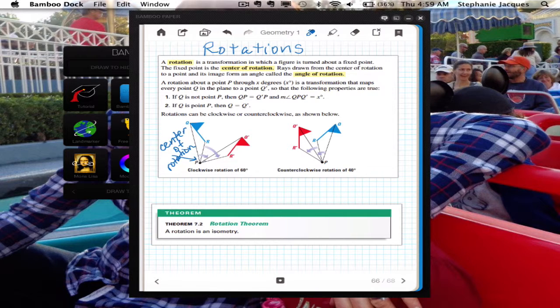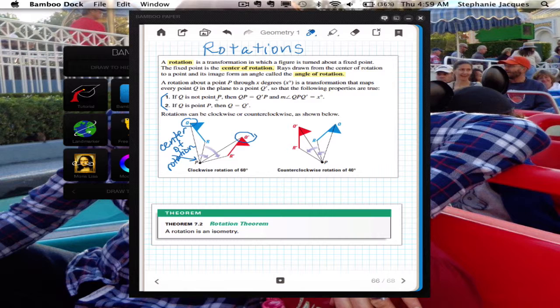A rotation about a point P through x degrees, so depending on how many degrees you're moving it, is a transformation that maps every point Q in the plane to a point Q prime. So you're going from this one right here to this one, Q prime, so that the following properties are true. So when you do a rotation, these need to apply, 1 and 2.